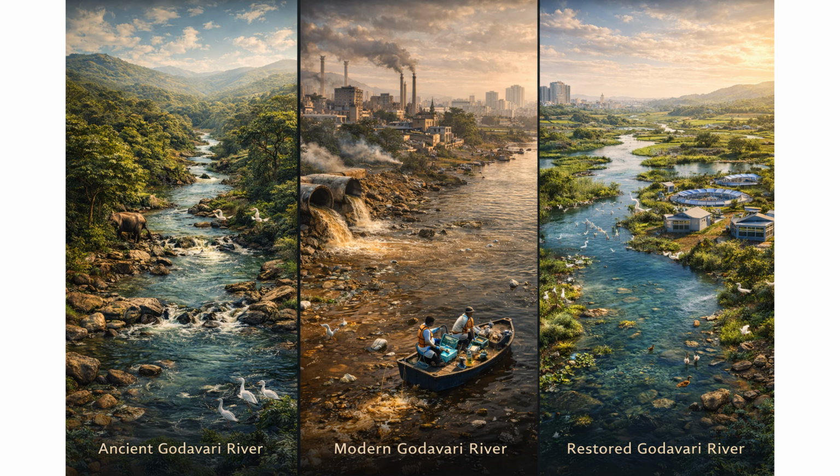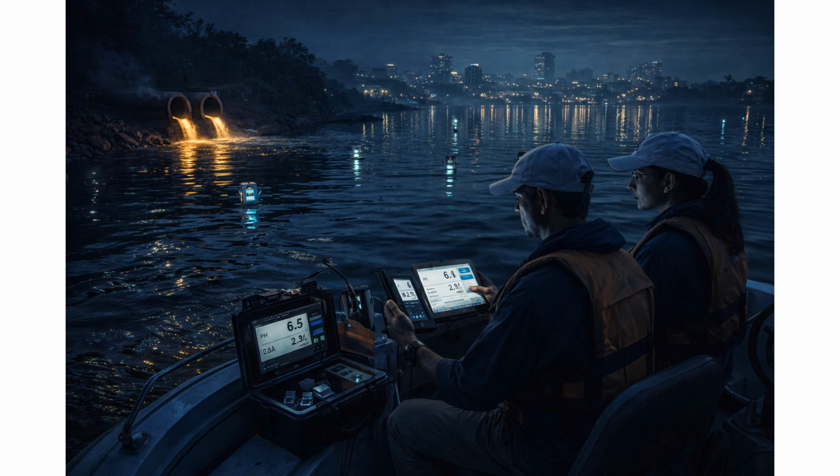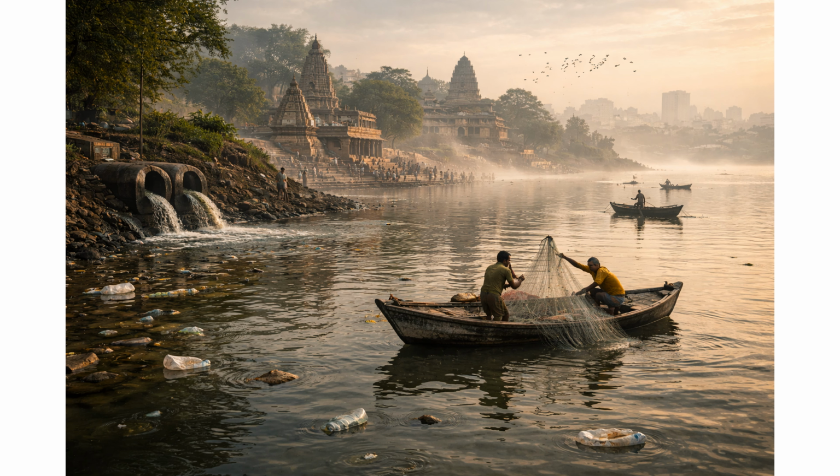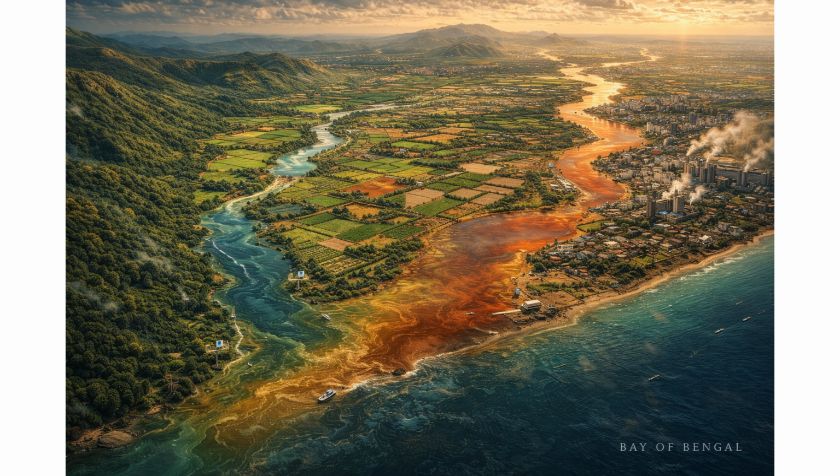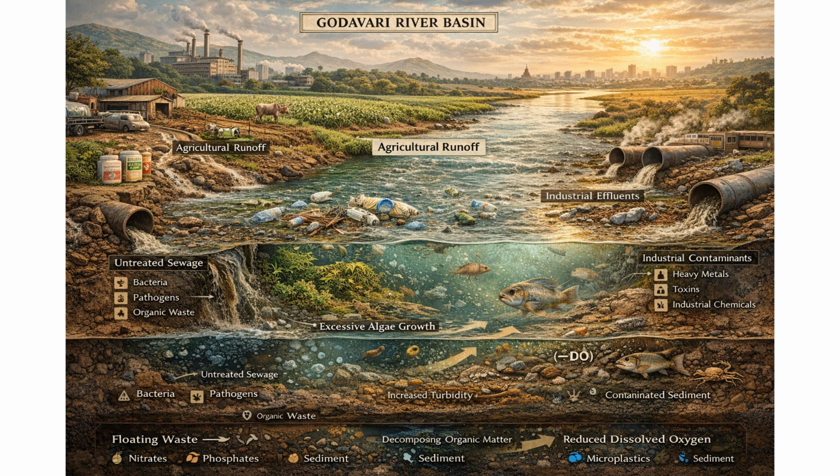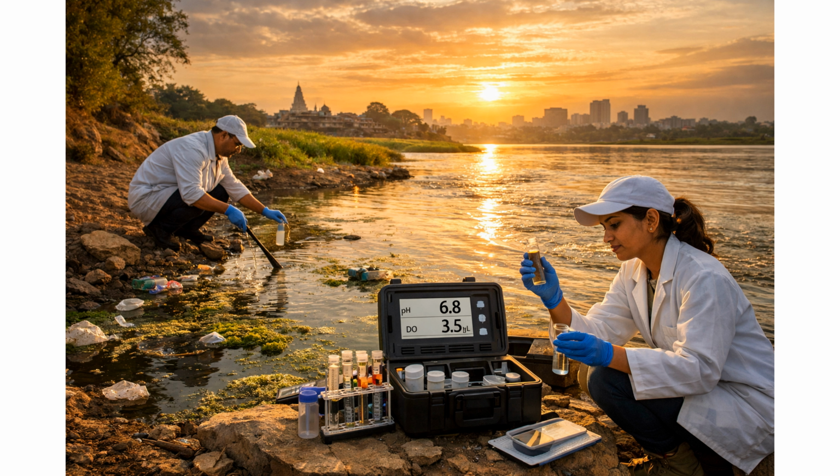Native fish species may decline due to habitat degradation and contamination, while invasive species may gain a competitive advantage in polluted environments. These ecological shifts can disrupt traditional fishing communities that depend on river resources for their livelihood. Human health and socio-economic impacts. The consequences of declining water quality extend beyond ecological concerns to human health and socio-economic stability.